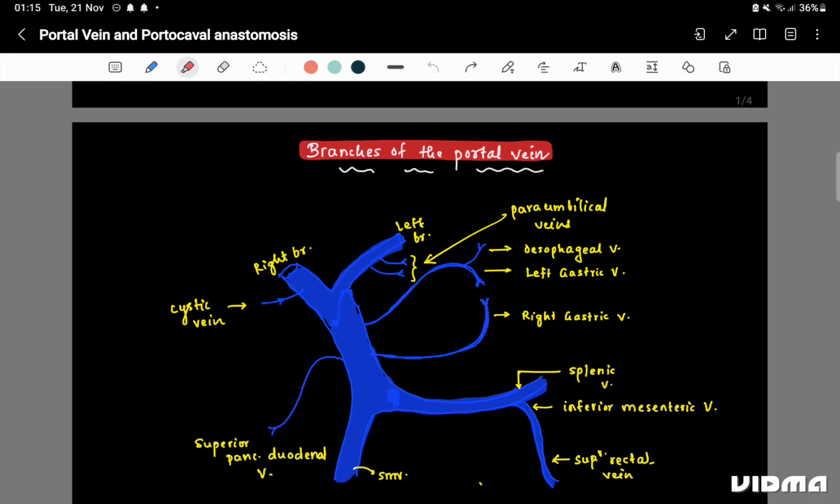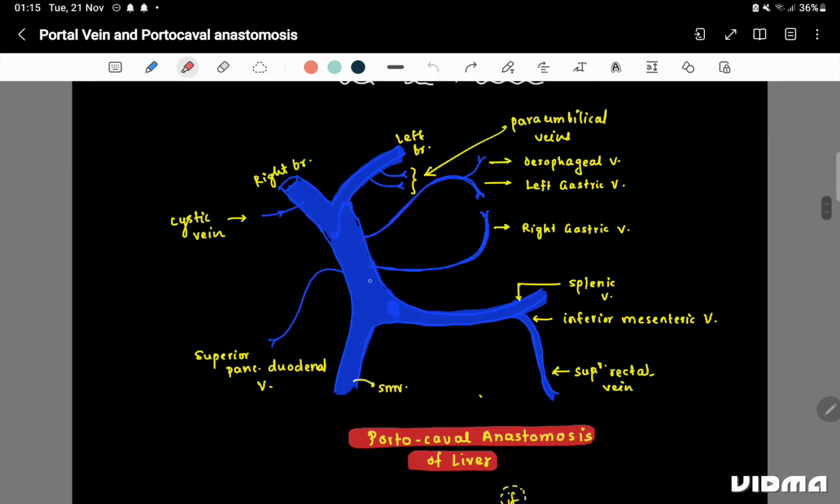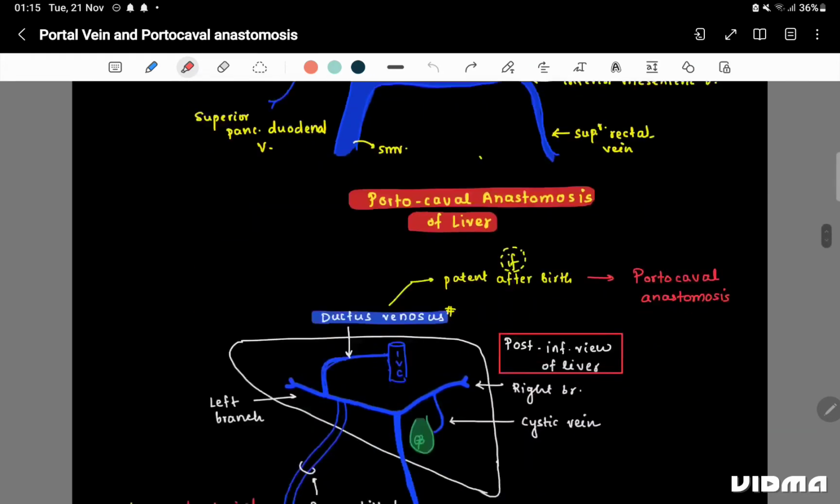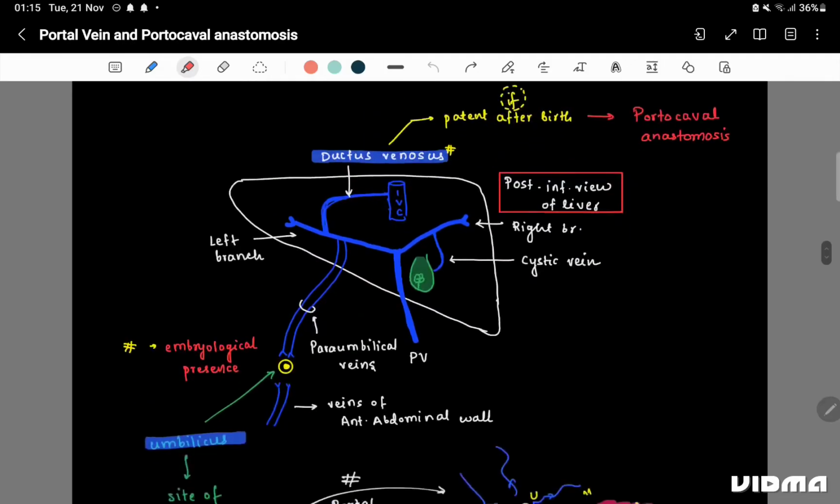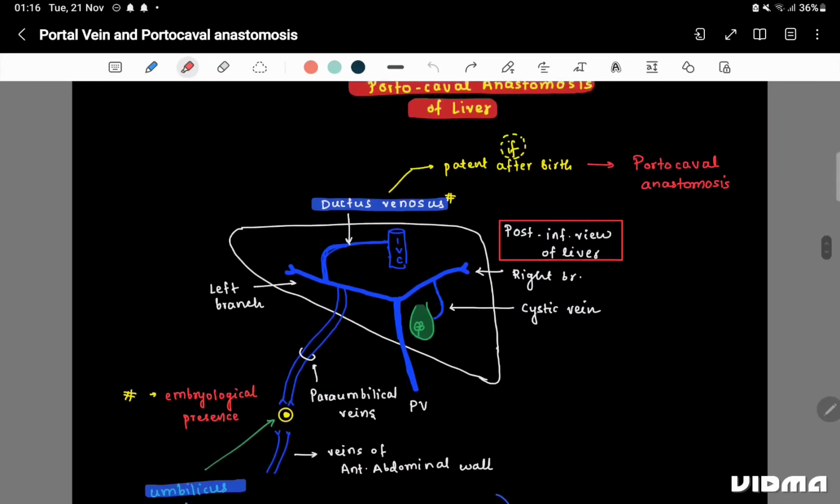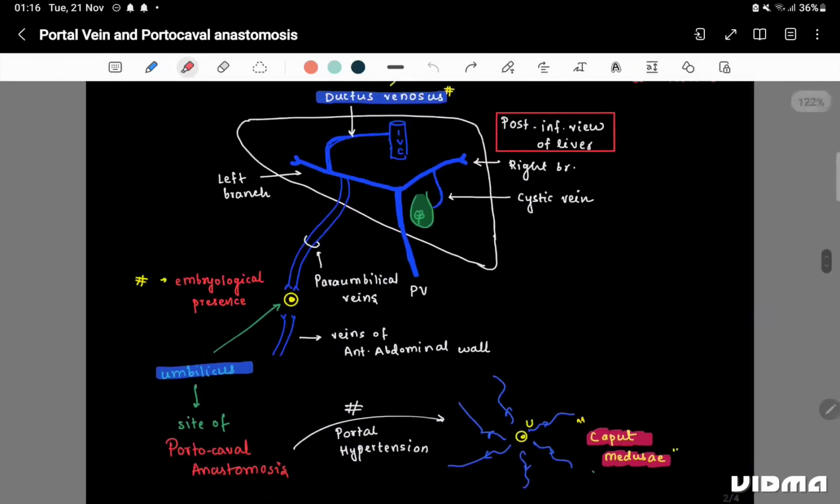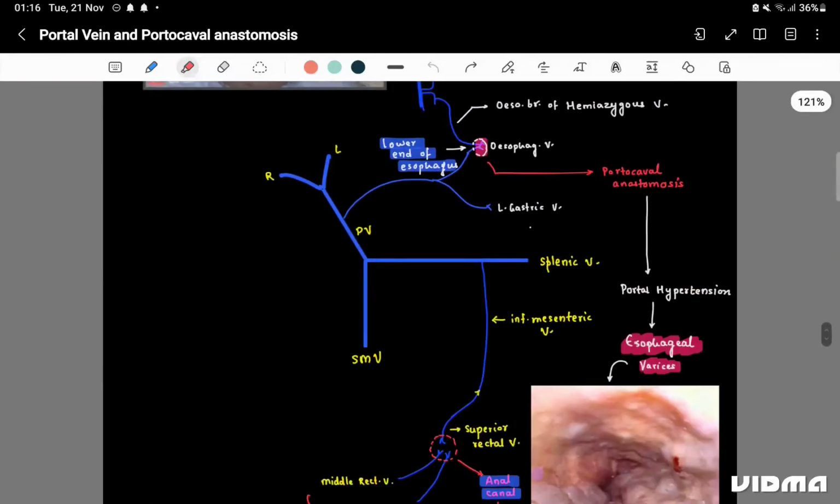Yes. Then we have the left branch of a portal vein, right branch. This right branch gives your cystic vein, and this left branch gives your para-umbilical veins. And this part, right gastric vein from this region, and superior pancreatico-duodenal vein is also arising from this portal vein. So there is a portocaval anastomosis of the liver, and let's talk a little bit about liver and caput medusae.